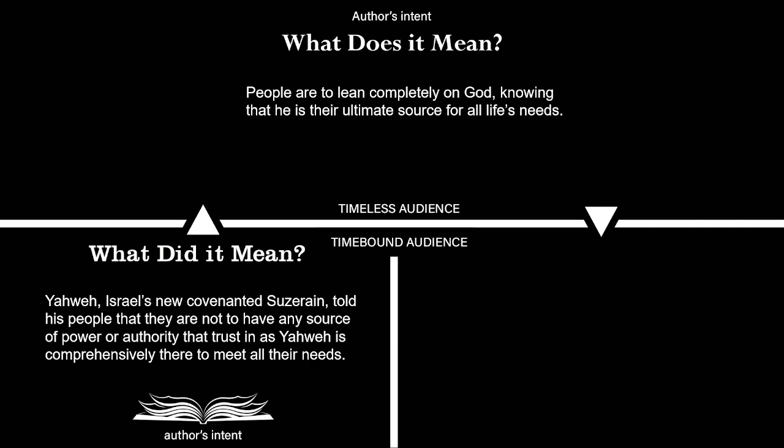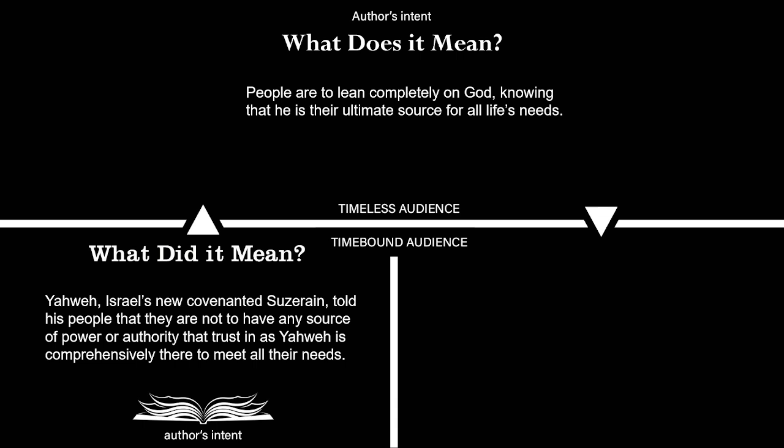Let's look. We can interpret this now and try to strip it of all its baggage. Remember, we're taking all the clothes back off, and we're going to try to be as generic as possible and restate this same thing, but without the cultural baggage. Here we go. People are to lean comprehensively on God. Notice that, people, not Israelites anymore.